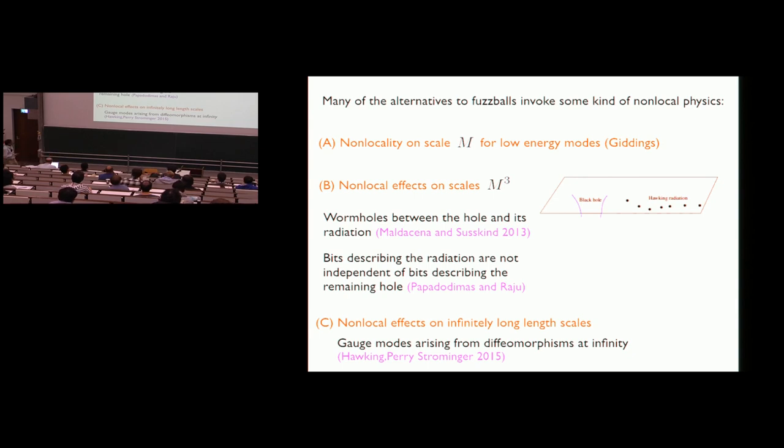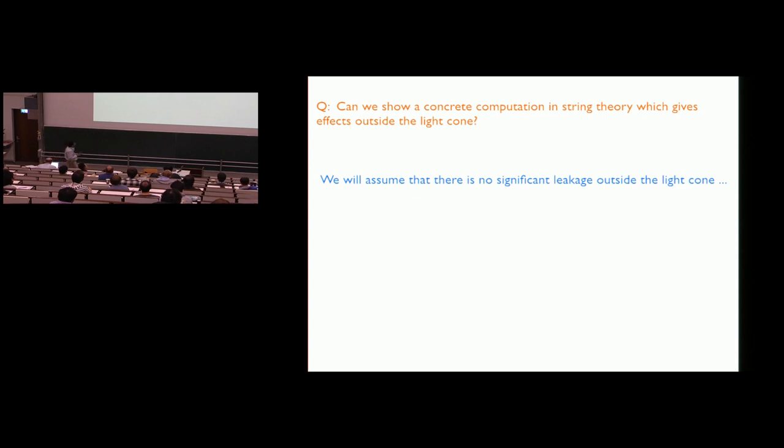So you can have lots of non-local effects, but you have to come back and ask this question. We were collecting some questions to ask of any theory. If you want to put in some non-locality, can you actually show some calculation in string theory where you see a hint? It doesn't even have to be order one, but you see some effect which is taking you outside the light cone. And I'm just thinking that I haven't found one.